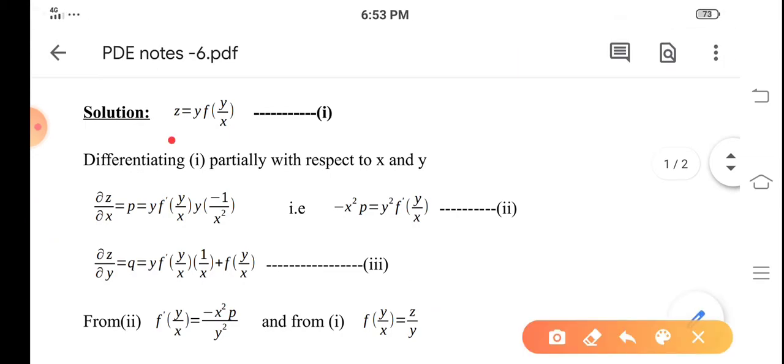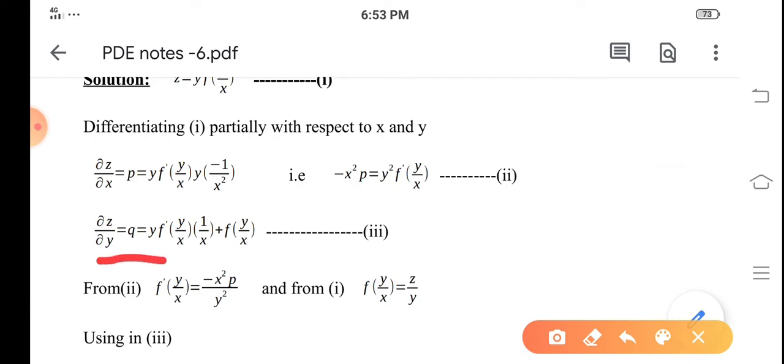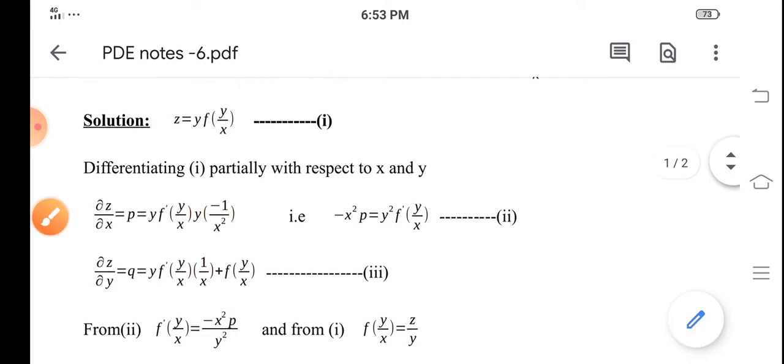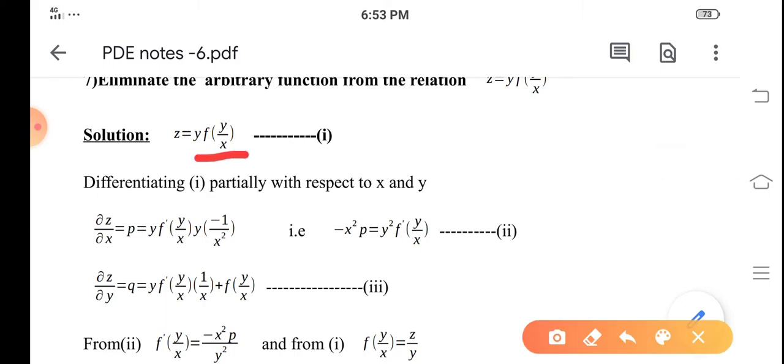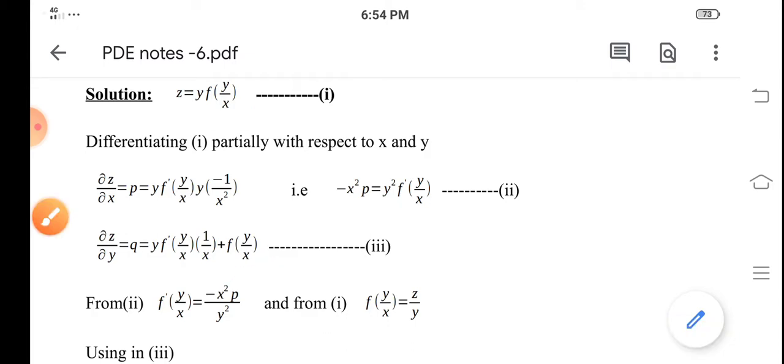Now differentiating equation 1 partially with respect to y, we obtain dou z by dou y, that is q. On the right hand side there are two terms, and in both the terms we have y, so we use the product rule. First term: y into the partial derivative of f of y by x with respect to y, which is f dash of y by x into the derivative of y by x with respect to y, that is 1 by x. Next, plus the second term: f of y by x into the derivative of y, that is 1. So it is f of y by x. Take it as equation 3.